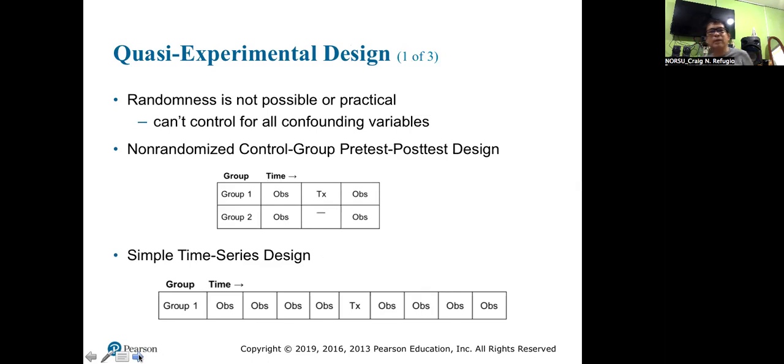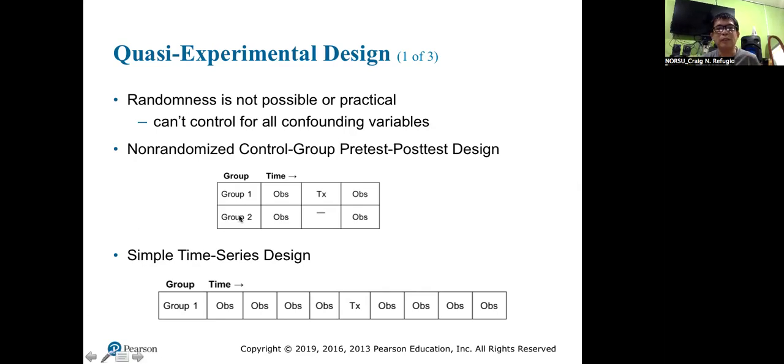With a quasi-experimental design, randomness is not possible or practical, and you can't control for all confounding variables. So these are the things that we are going to consider under quasi-experimental design. Randomness is not possible or not practical, and you can't control for all confounding variables. So, the non-randomized control group, pre-test, post-test design.